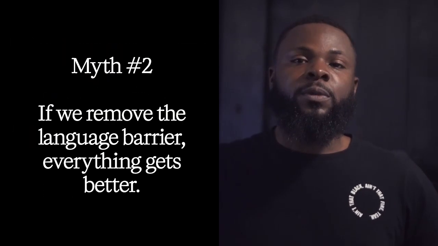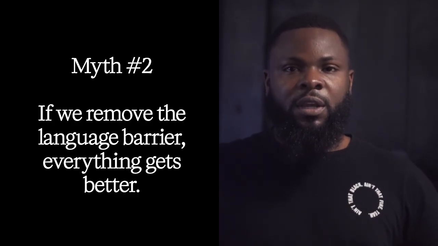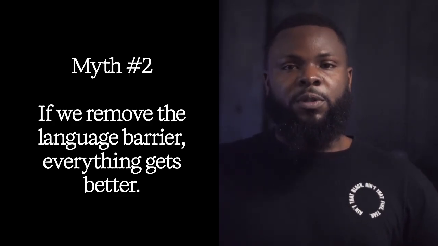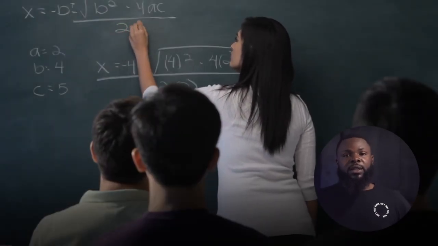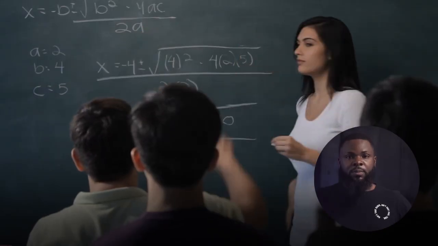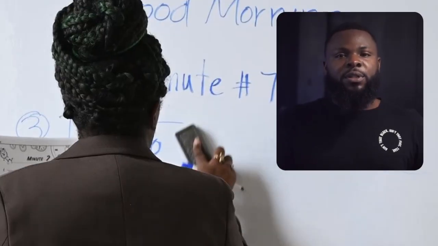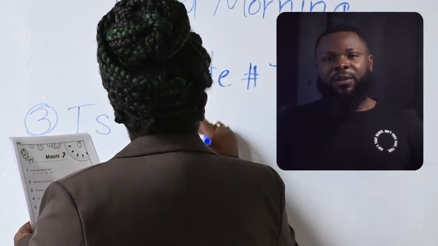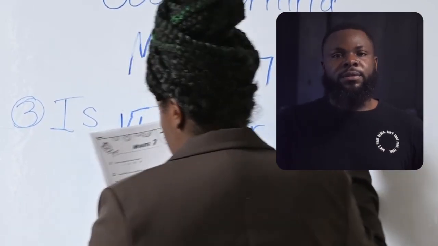Myth number 2. The problem with English medium instruction is the language. If we were to remove the language barrier, everything gets better. What the research shows, when you remove English entirely and teach only in Twi, performance gets worse, not better. So language is part of the issue, but it's not the whole issue. There's something about the bilingual approach that matters.